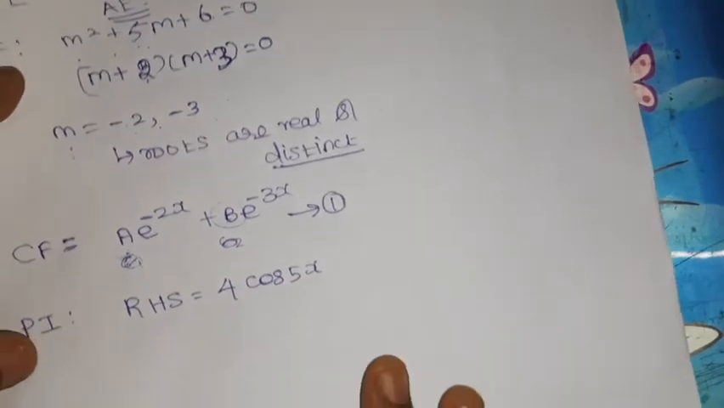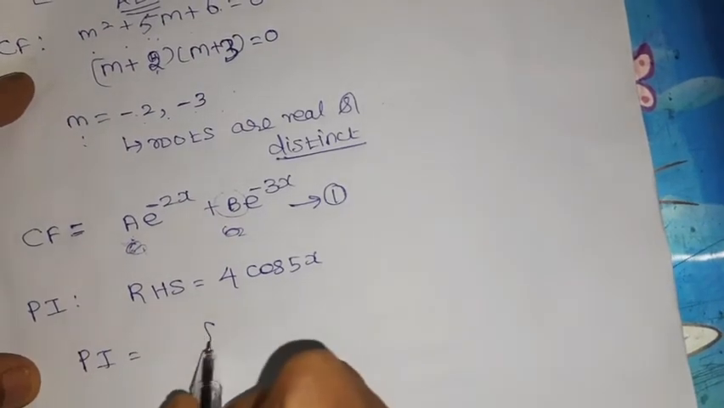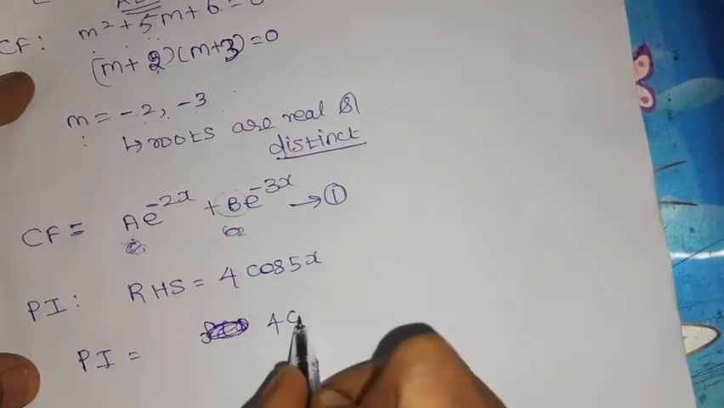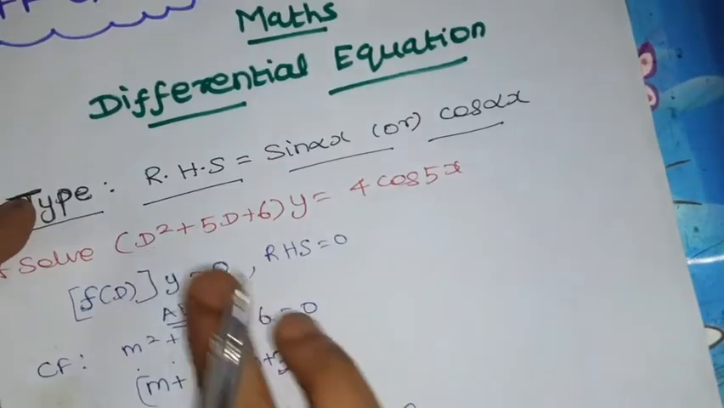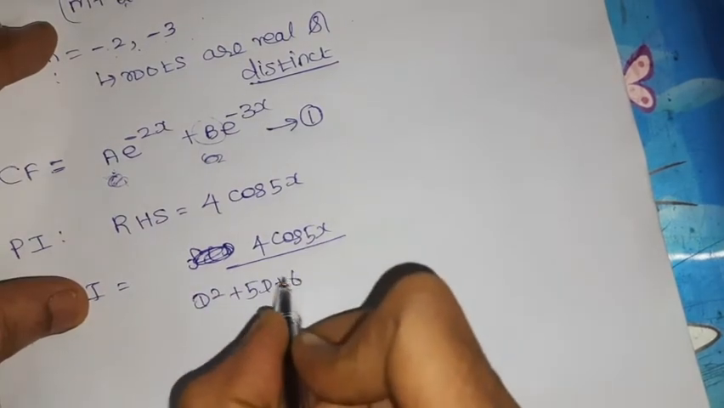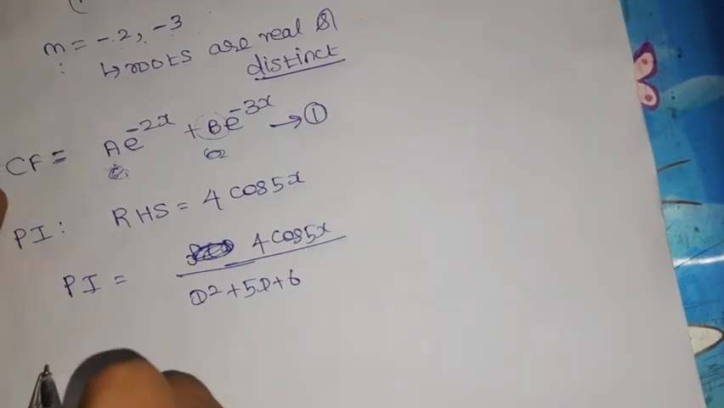Then what is that? PI equal to the RHS divided by f of d. f of d is nothing but d squared plus 5d plus 6. So this is f of d. So what is the next step?